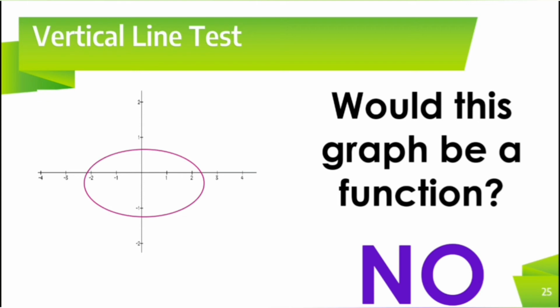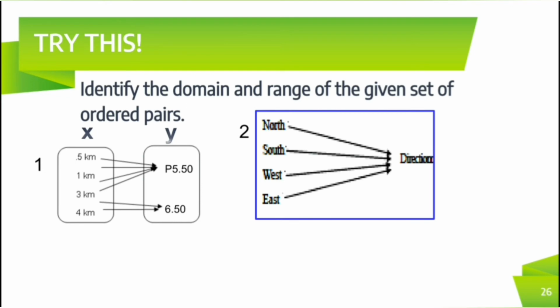So, we're done with our examples. Let's try this. Identify the domain and range of the given set of ordered pairs. The domain are?